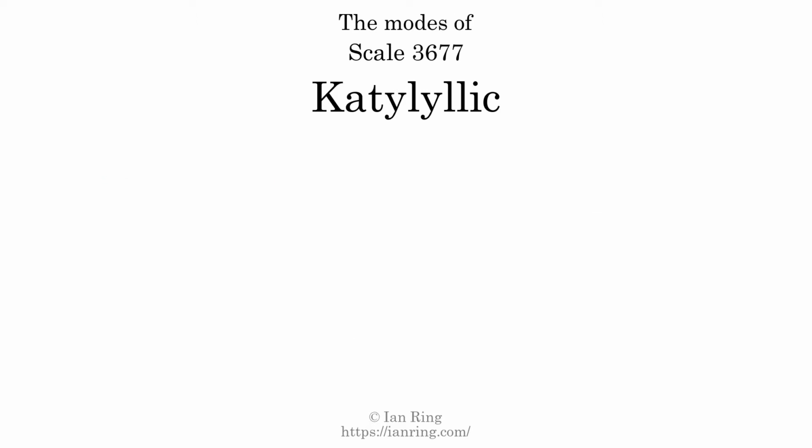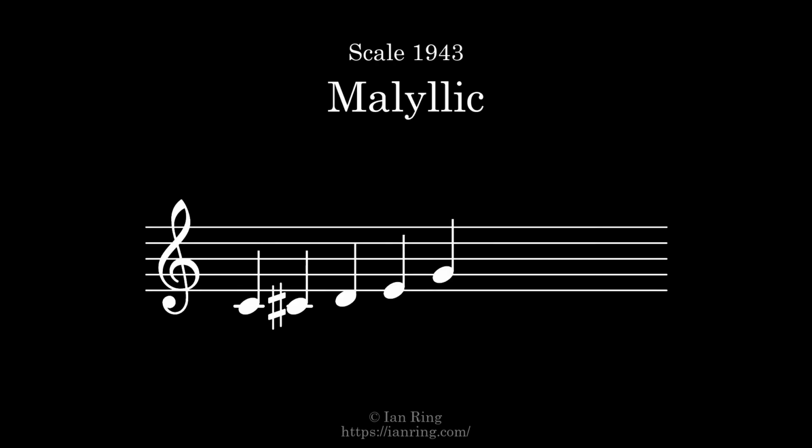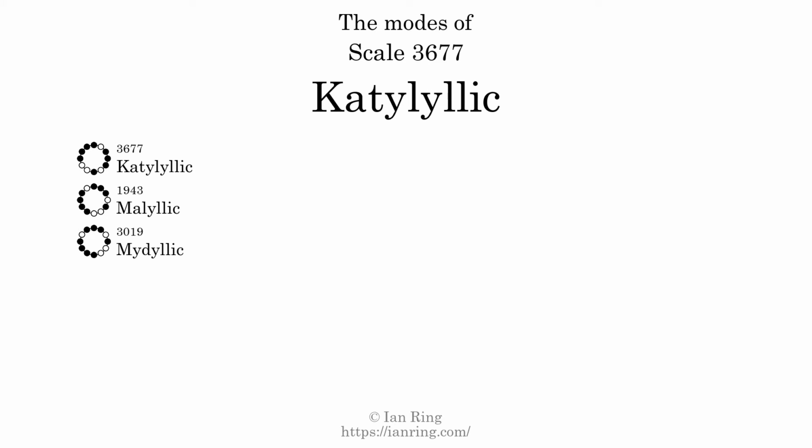This scale has 8 modes. The first mode is itself. The second mode is scale 1943, also known as melillic. It sounds like this. The third mode is scale 3019, also known as midillic. It sounds like this.